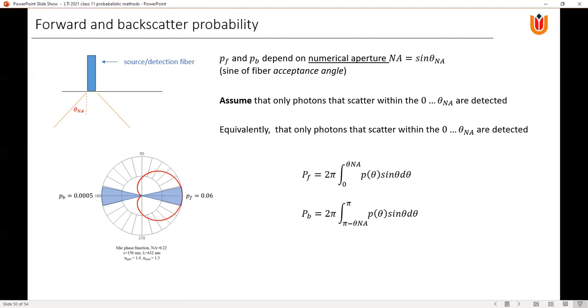The backscatter probability would be 0.5 per mu. So theta NA would be the angle that corresponds to the numerical aperture of the system. The forward direction would correspond to an integration from 0 to theta NA. That's the integration boundary here. 2 pi is because of the rotational symmetry, of course. In the backward direction, pi would be the complete backscatter direction, and pi minus theta NA would be the acceptance angle.